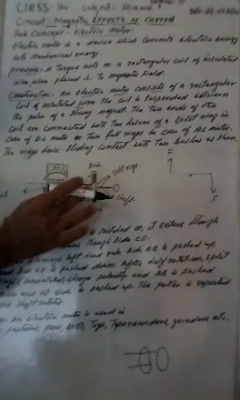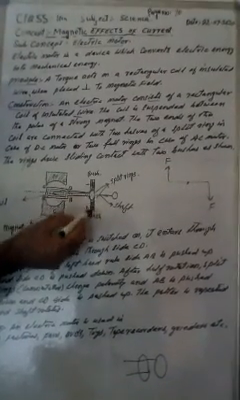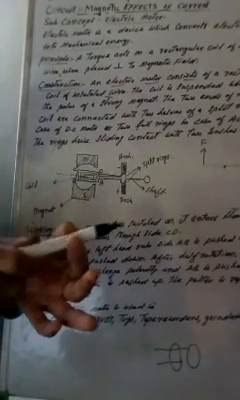These two rings are called commutators. A pair of two split rings is called a commutator. It changes the direction of the current after every half rotation. These split rings have a sliding contact with two brushes. Sliding contact means this contact, not a firm contact but a sliding contact.